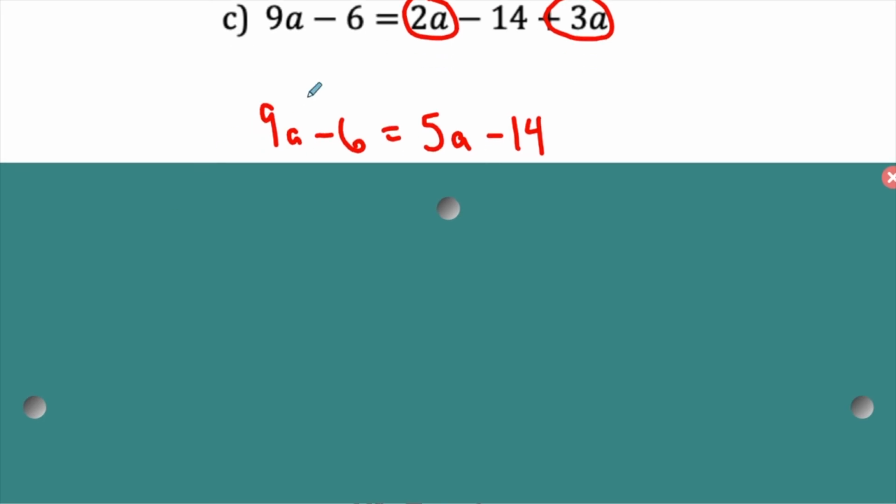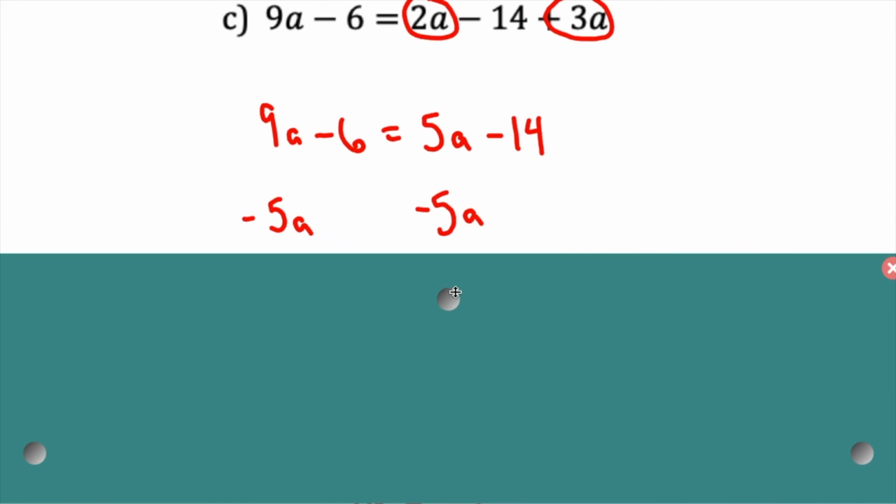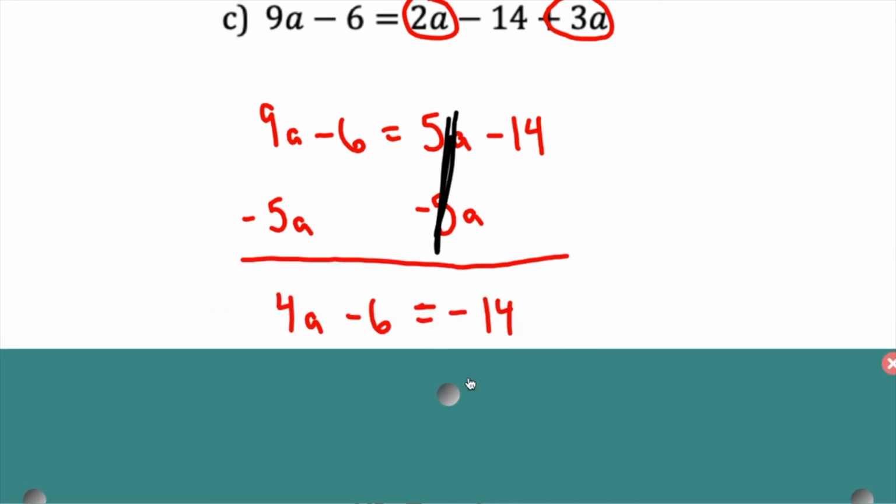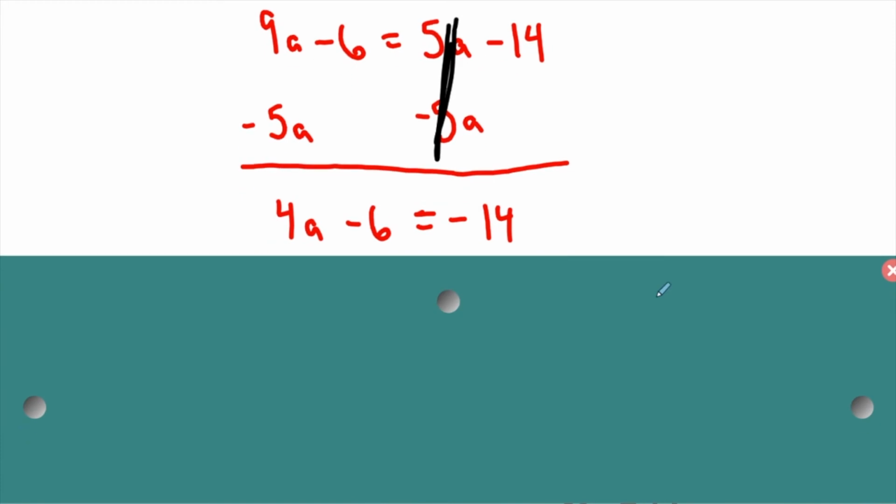Next step, I'm moving the variable to the left. So this is a positive 5a. If I'm moving it over here, I need to subtract it. So subtract 5a from both sides. 5a minus 5a is 0, so these two will cancel out. 9a minus 5a is 4, so we end up with 4a, bring down the minus 6, equals negative 14.